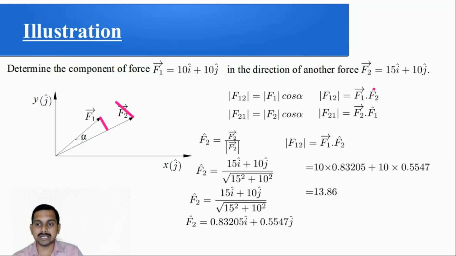One of the things we have to understand here, as I did in the previous videos also, is that F1 has a unit of newton or any other force unit. F2 has a unit of newton, but when I say F2 hat, the unit vector of F2, it doesn't have any units, because I am dividing by a magnitude. So a unit vector in the direction of a force doesn't have any units. The magnitude has a unit, so this can be written as 13.86 newtons.